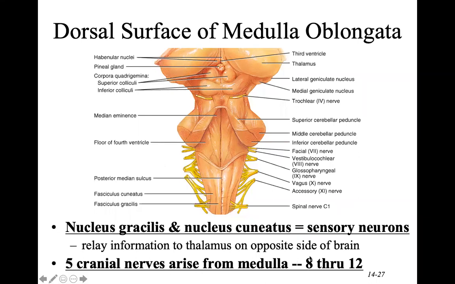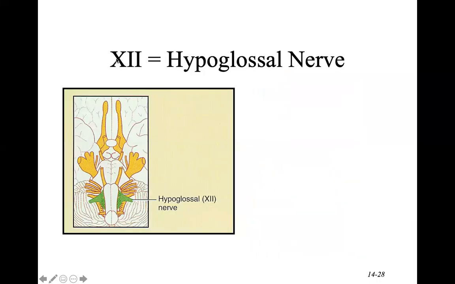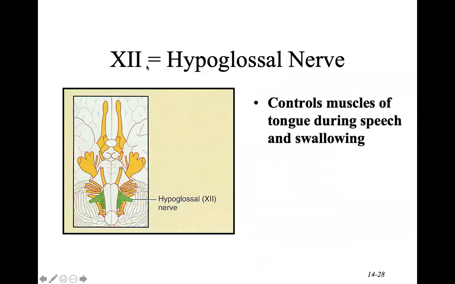Let's talk about the 5 cranial nerves, 8 through 12. And you'll see them from now on, they'll be written in Roman numerals. We're going to go backwards. We'll start at 12 and then we'll go back.